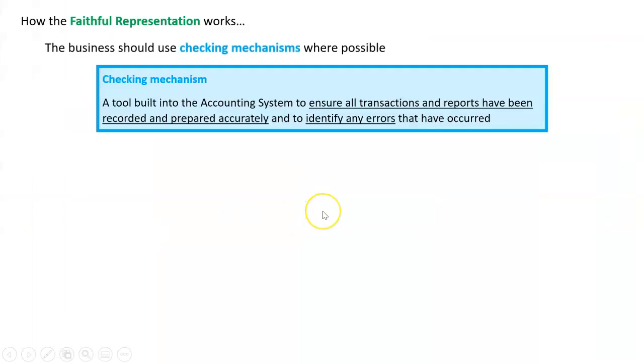So one last thing to consider is how can we do this? And throughout the course, we're going to be looking at what's called checking mechanisms. We won't really know what these are yet, but as we go through the course, we'll look at some of these. What is that? It's like a tool built into your accounting system to ensure all the transactions and reports have been recorded and prepared accurately, and it helps us identify any errors.